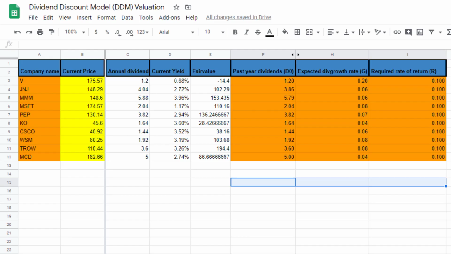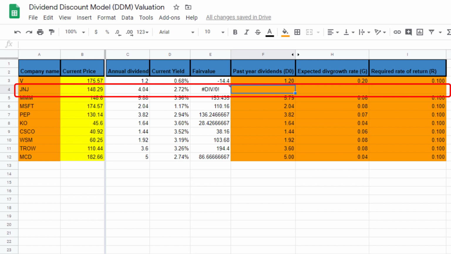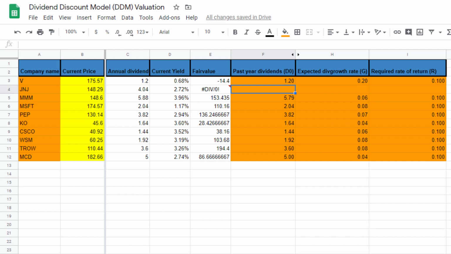The required rate of return represents the return we expect as investors based on the risk we are taking. At first we will use an arbitrary number there, and after that I will show you how we can use a method called the weighted average cost of capital, or WACC for short, to make a more informed calculation based on that specific company. So again, let's focus on Johnson & Johnson. First we need to figure out D0 for J&J.